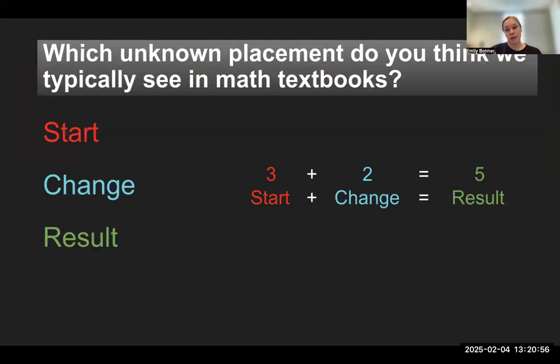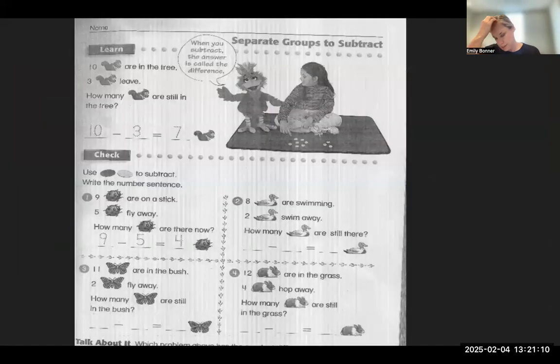Okay, so interestingly, you might notice that we see in math textbooks, most often we're going to see the result unknown. So I pulled some examples here. We use the same examples each semester just because it's always interesting to look. So you can take a pause here and just look at these problems. And these are all examples of result unknown problems. So they're given the start value and the change value for these. These are subtraction problems or separate, but they all are missing the result.